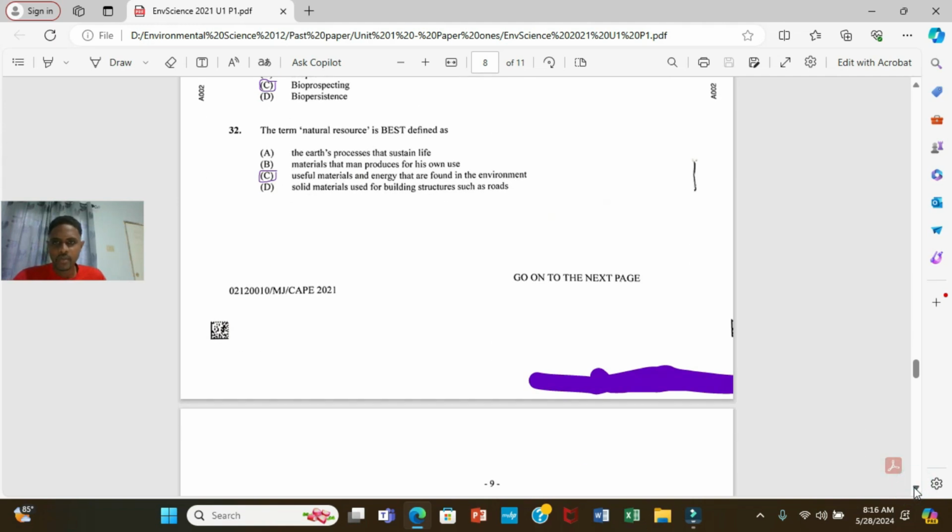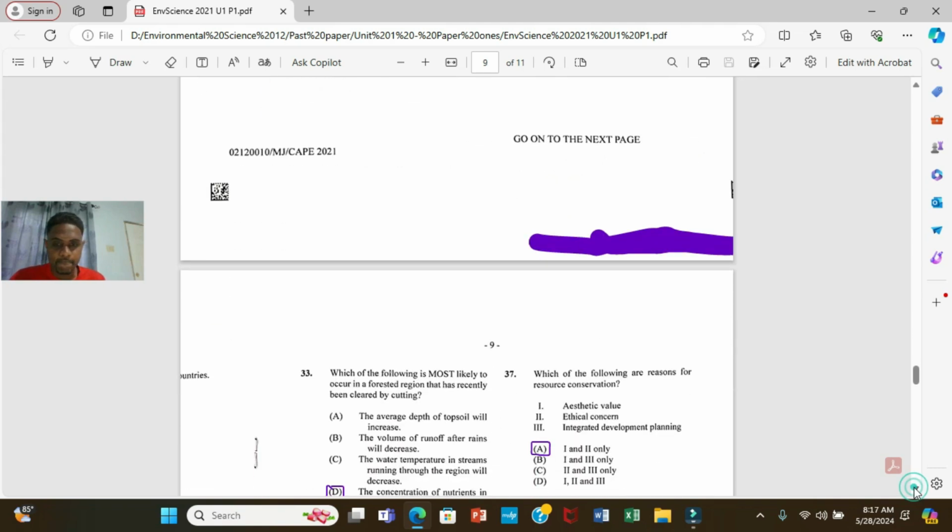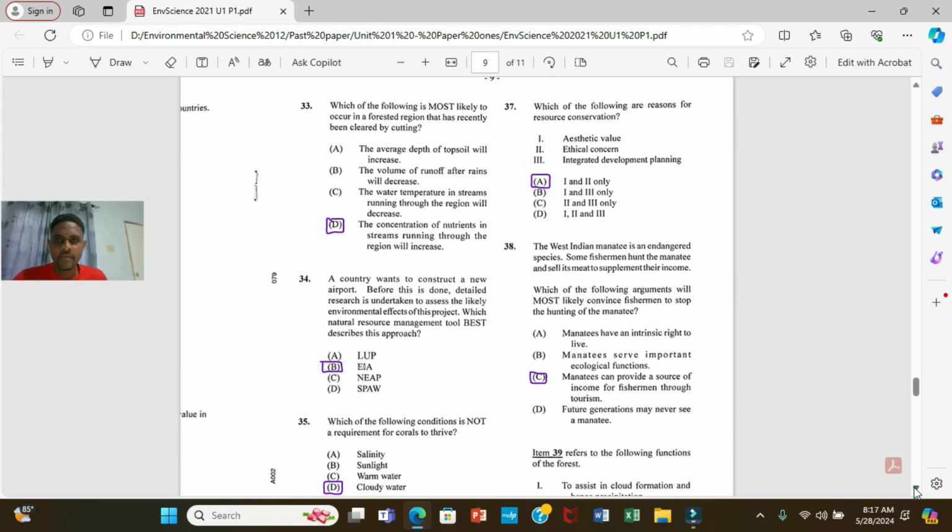32. The term natural resources is best defined as, and the answer is C, useful materials and energy that are found in the environment. 33. Which of the following is most likely to occur in a forested region that has recently been cleared by cutting? The answer is D, the concentration of nutrients in streams running through the region will increase.